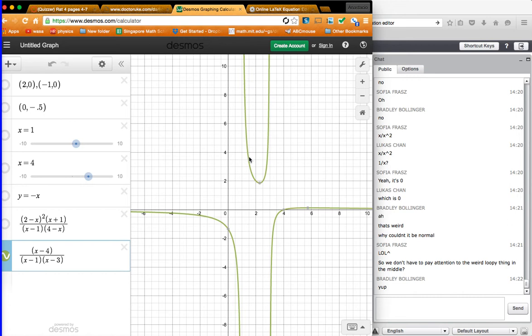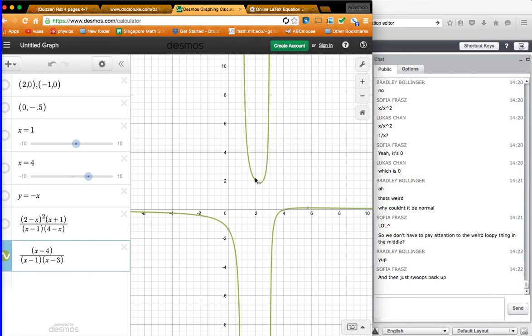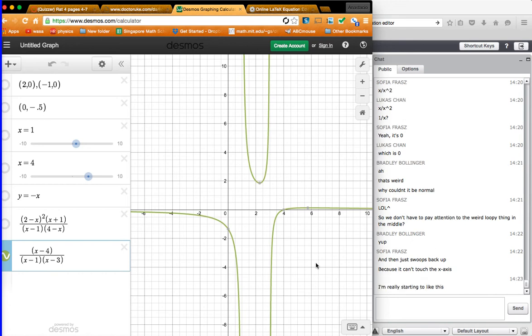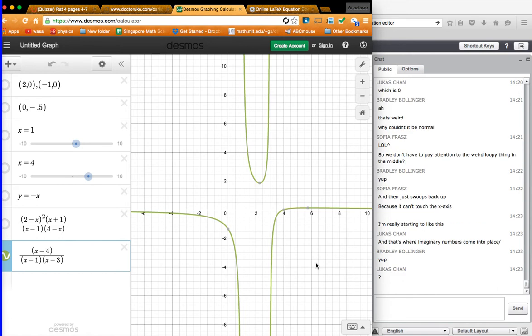And then it comes down and then it has to go back up because it can't look like a cubic function in the middle. Because if it looked like a cubic function in the middle, it would have told me that there's another x-intercept right here. But there isn't. It can only touch the x-axis in one spot at 4. That's why it looks kind of parabolic in the middle. Are we cool?